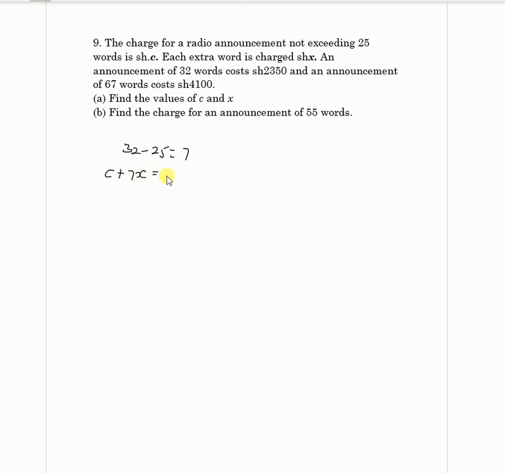And they are saying that for 32 words, the cost there is 2350. That's what we have: 25 words at C, extra 7 words, each one at X. That is 32 words, 25 plus the 7, then you are charged that amount.